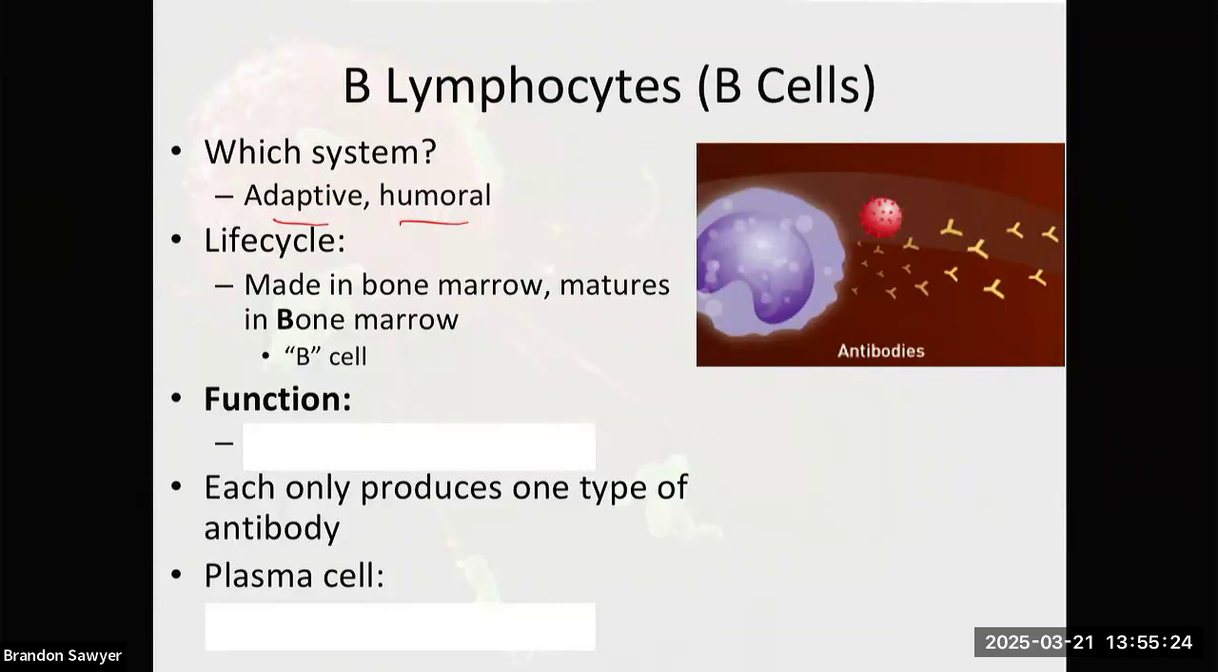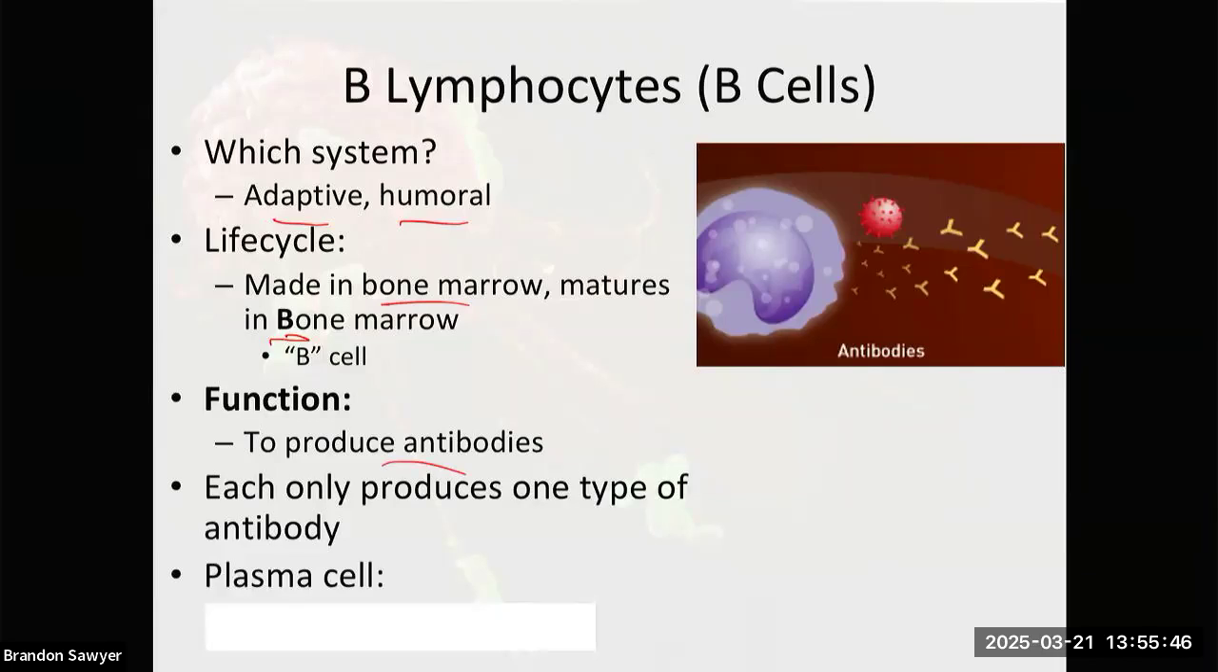Okay, so B cells are made in the bone marrow, just like the T cells were, but they also mature in the bone marrow. They stay there for their maturation process. That's why they're called B cells. Their function is to make antibodies. These are the ones that make the antibodies for us. And each programmed type of B cell only makes one, right?